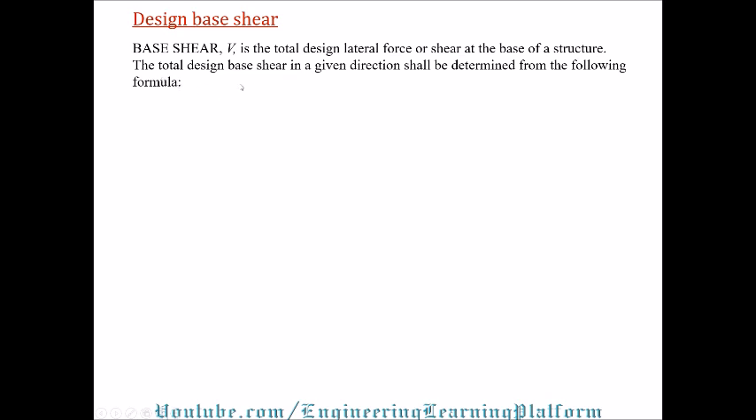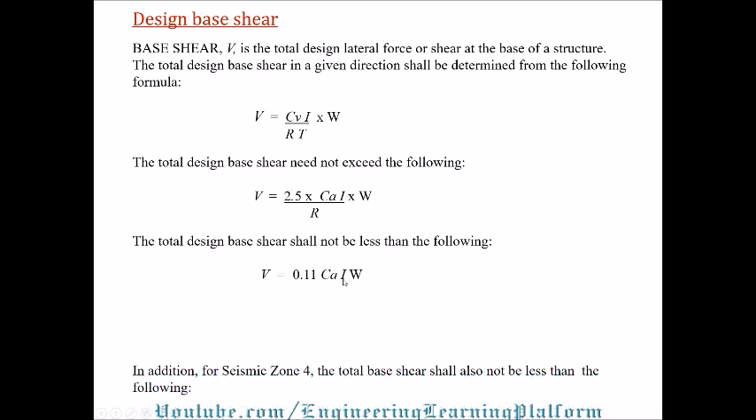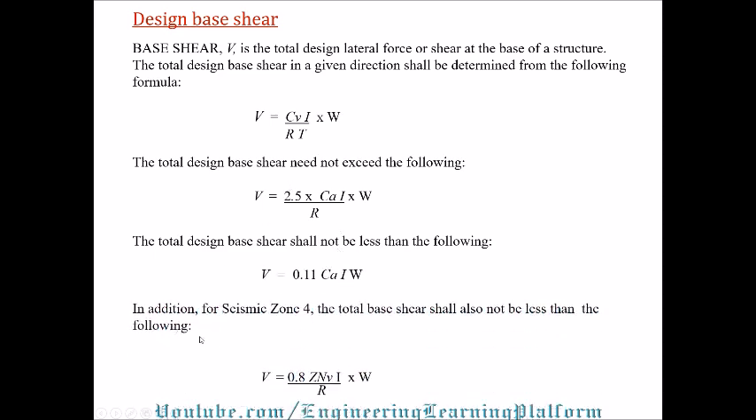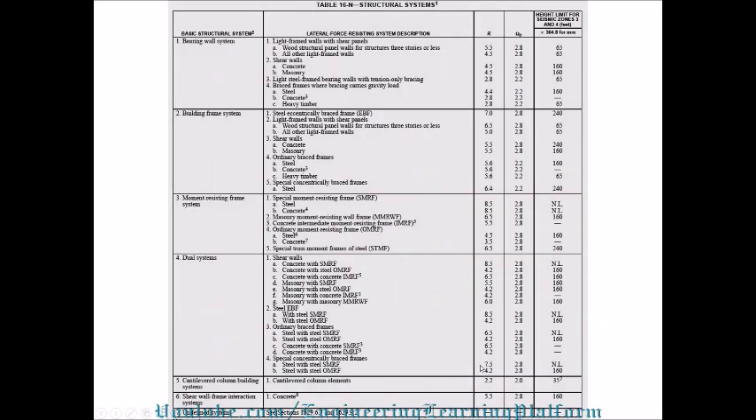Total design base shear in the given direction shall be determined from the following formula if you are using UBC 97. The total design base shear depends upon the code whichever you are using, for example, ASCE 7-10, Eurocode, British code. But in our explanation, we are utilizing UBC 97, so the following limitations on the formulation are governing. This is the time period calculation for the structure using UBC 97.